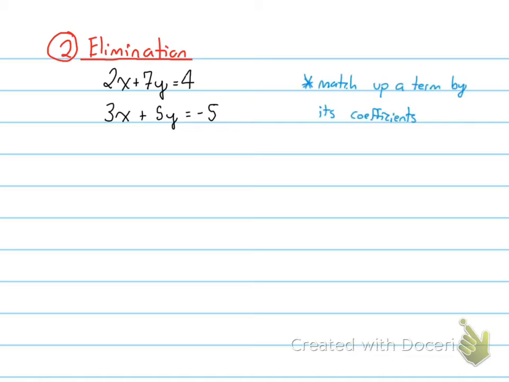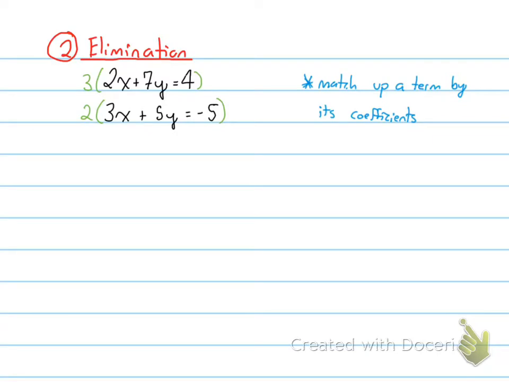What I'm going to need to do is match up a term by its coefficients. Right now, nothing's really matching up by having the same numbers with it, but I can manipulate both equations to get it to be like that. So what I'm going to do is get the x's to match up. You could do the y's either, it doesn't matter. I'm going to multiply the top equation by 3 and the bottom equation by 2.